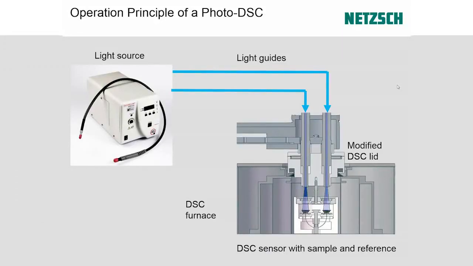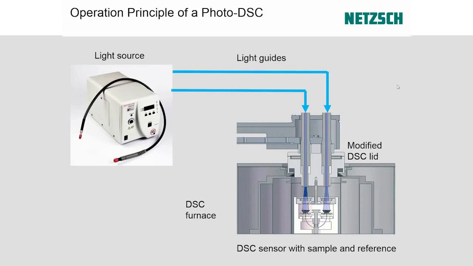But moving on from the design of a standard DSC, in order to integrate the photo portion of this Photo-DSC, we modified the lids of the DSC to accept a pair of light guides. This will split the incoming light into two segments, and it will irradiate both your reference side and your sample side. So the heating that will occur from the irradiation will not affect the readings that we get.